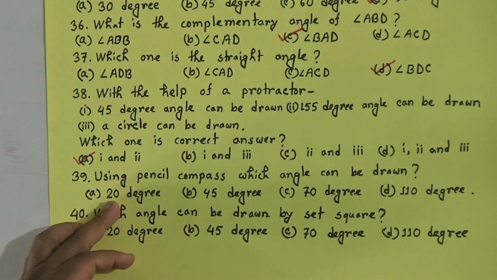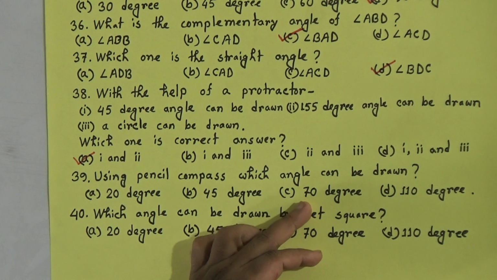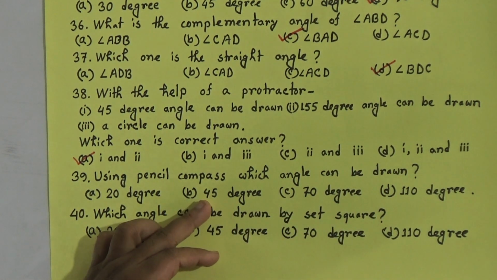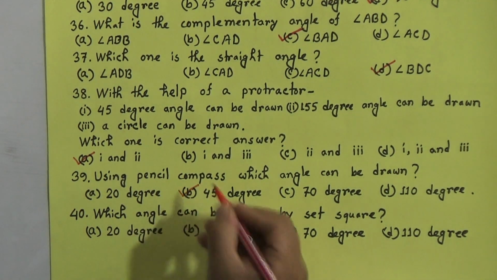Option test: the first one is 20 degrees, the second one is 45 degrees, C is 70 degrees, D is 110 degrees. Our answer will be 45 degrees. So option B will be our answer.